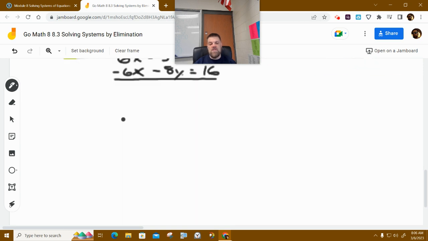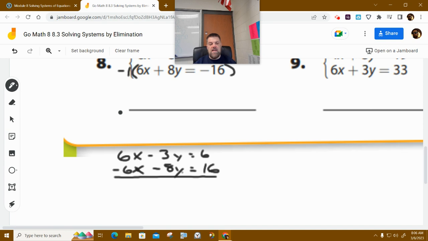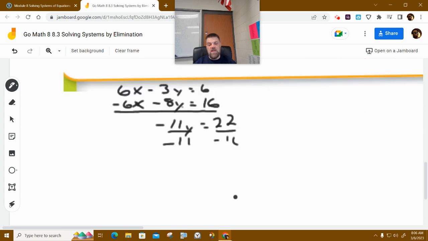When I add those up, I get 0, right? 0x, but I don't need to write the 0 down. This becomes negative 11y is equal to 22. Divide by negative 11 on both sides, and I get y equals negative 2.